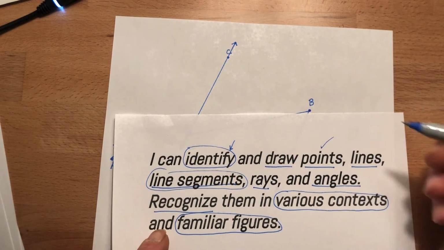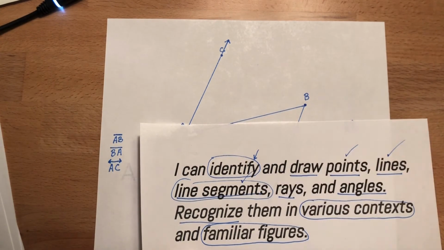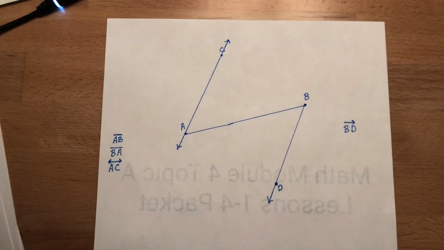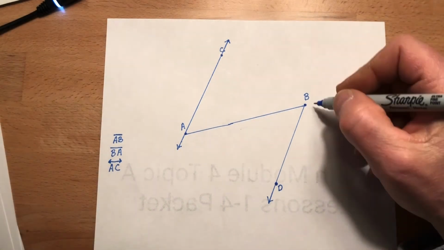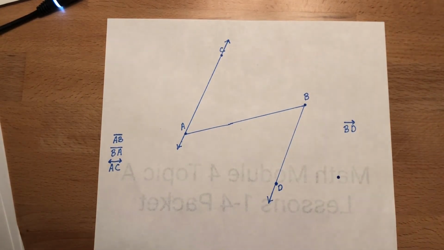So we just learned about points, we learned about lines, we learned about line segments, we learned about rays. Next up is angles, okay? So an angle we're going to make another point. Let me make that point right here. So go ahead and write down your little point there.